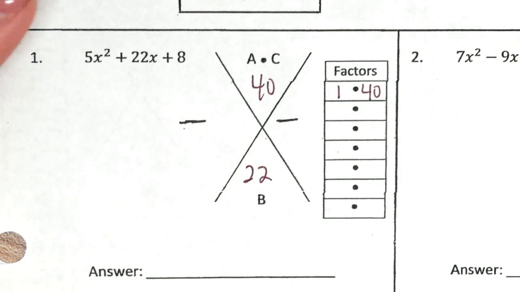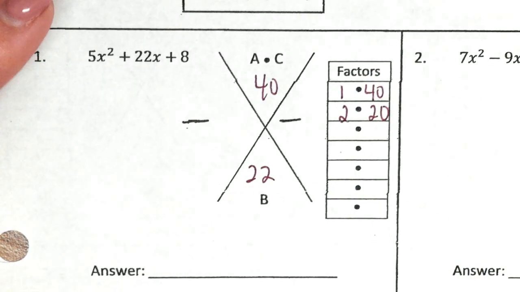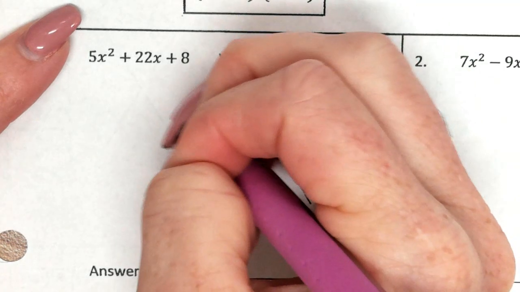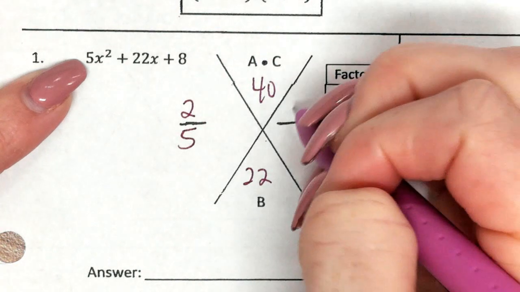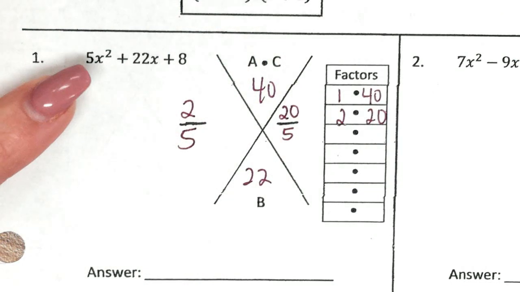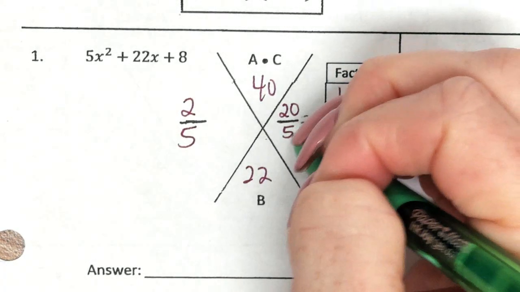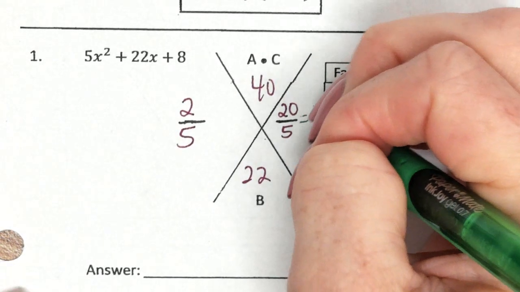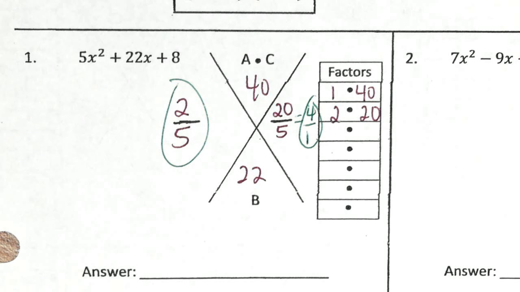Then I have 2 times 20. Would 2 times 20 add up to give me 22? Yes, so I'm going to put 2 over a. What is a? 5, and I'm going to put 20 over 5. Which one of those do I need to simplify? 20 over 5. Now, you don't want to make it a whole number. You need 2 numbers, but you can make one of the numbers a 1. So if I divide the top and bottom by 5, I'm left with 4 over 1. And those are my 2 numbers that I'm going to use.